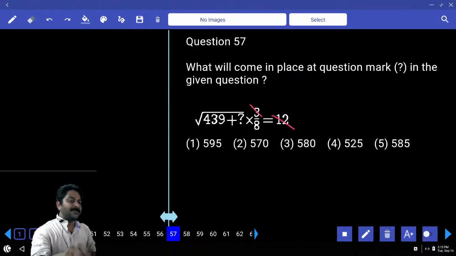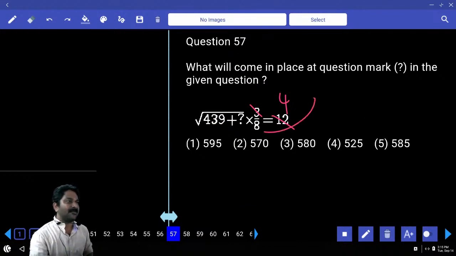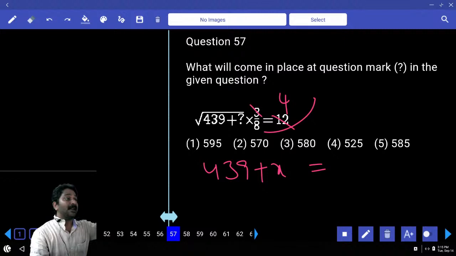Right. 3 how many times? 4 times. Left hand side 8 goes to right hand side, 4 into 8. Left hand side how much is there? Under root of 439 plus x. Correct? Squaring on both sides will give us 439 plus x is equal to 32 square.